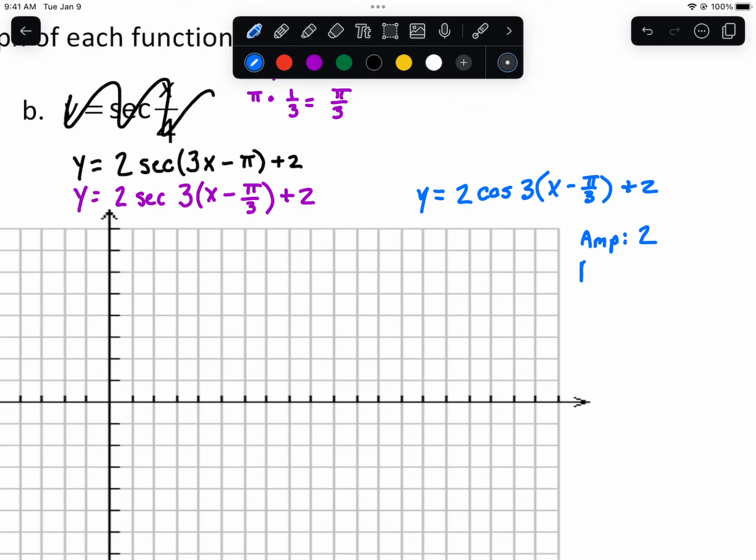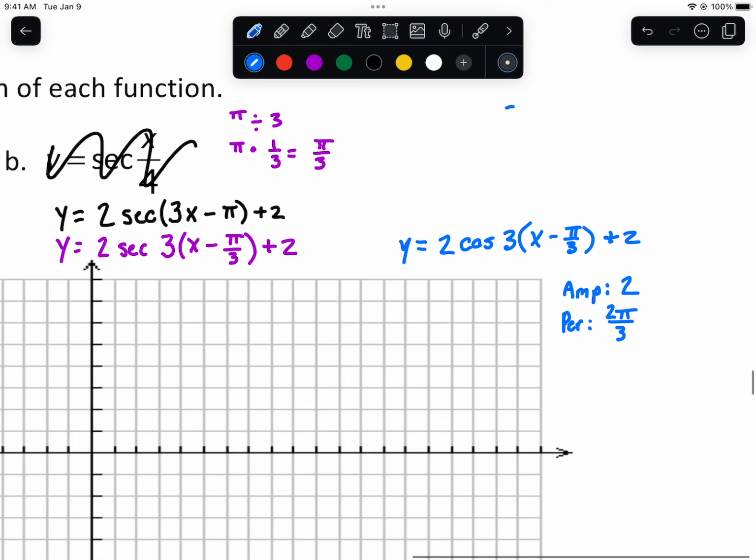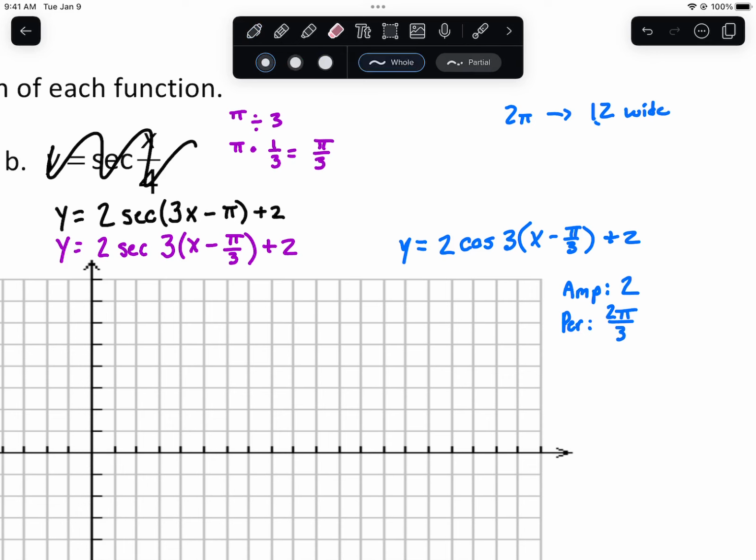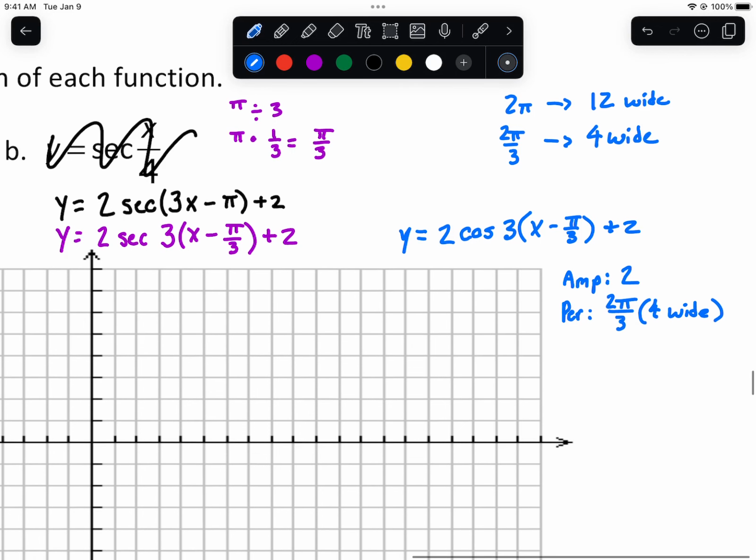Okay. The period, normally your formula is 2 pi over b. So it's going to be 2 pi over 3. Now don't forget here, I use this to help myself. 2 pi is usually 12 wide. Sorry for the little extra mark there. So if you divide that by 3, 12 ticks divided by 3 should be 4. So that means your period should be 4 wide, based off of our normal scale that we use.